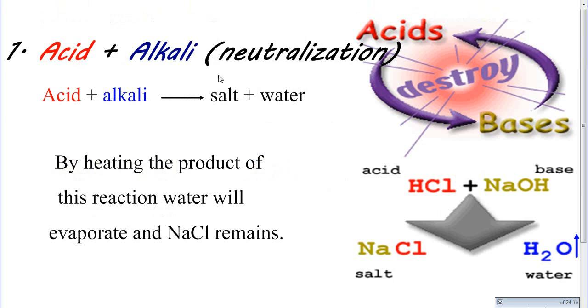Acid plus alkali gives us salt and water. Okay, and this reaction is called what? Neutralization reaction. So if I ask you to give a reason why the reaction between acid and alkali is called a neutralization reaction, your answer is: because this reaction gives us salt and water.